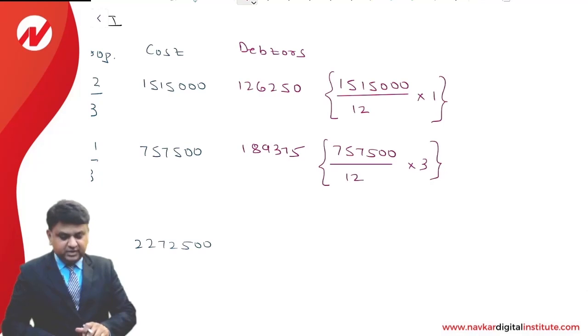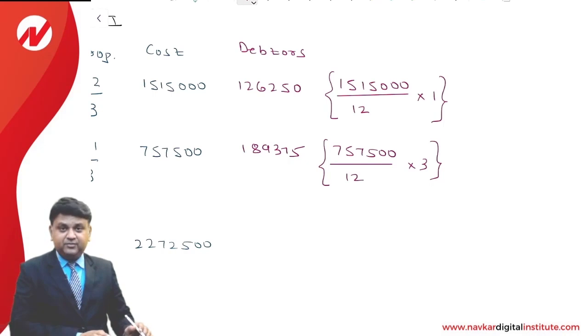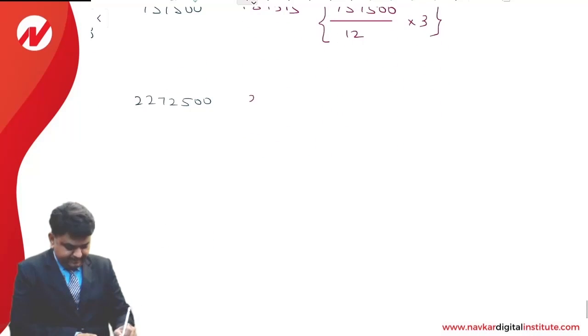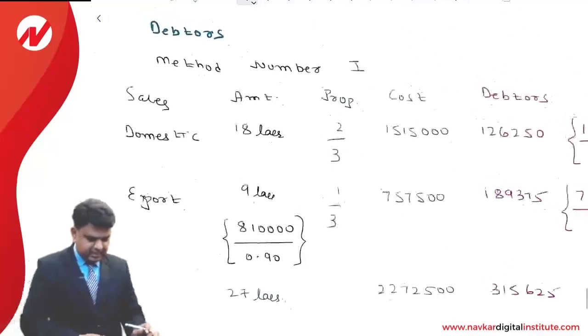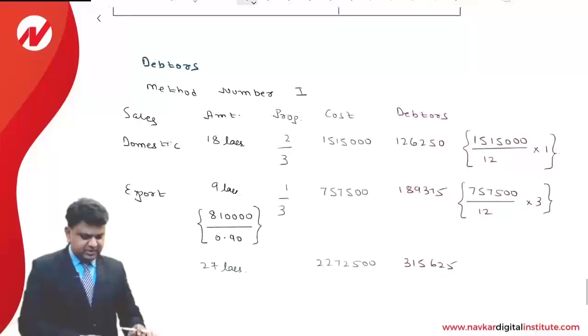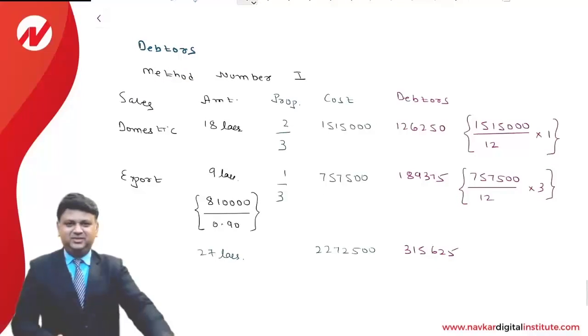And accordingly, we will compute the overall debt, that is the debtors value. It is 3,15,625. This is the amount of the debtors, so that is what we can compute.